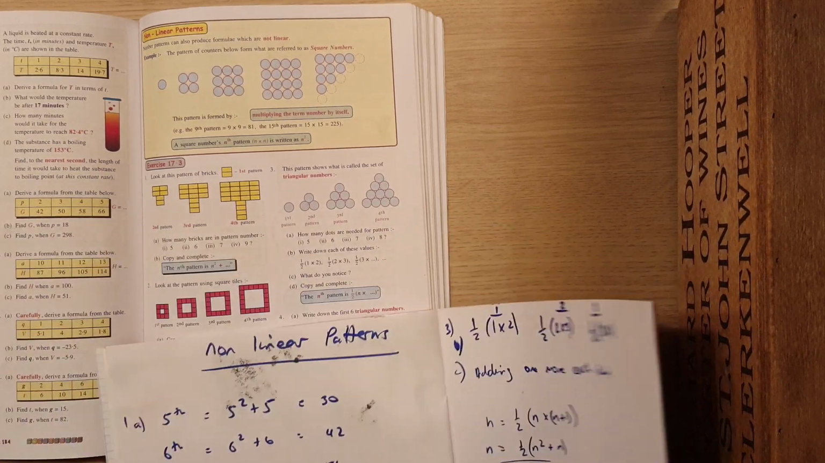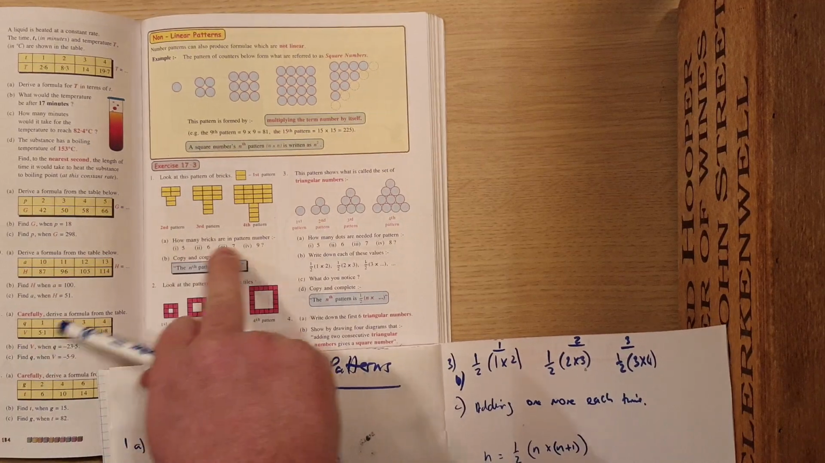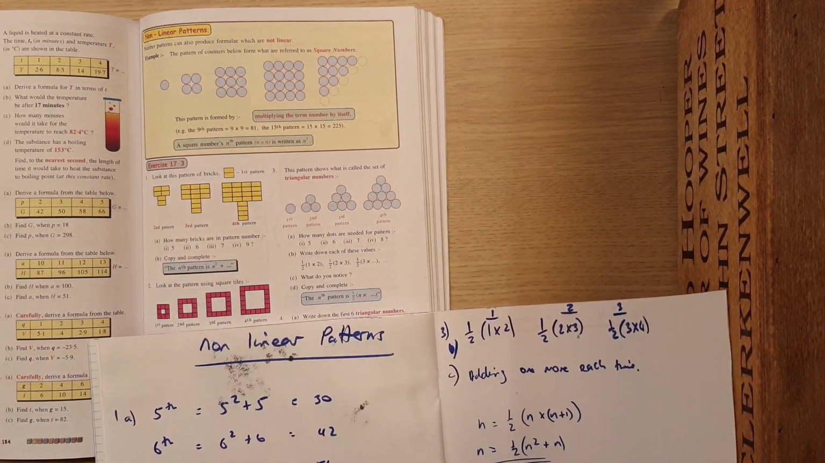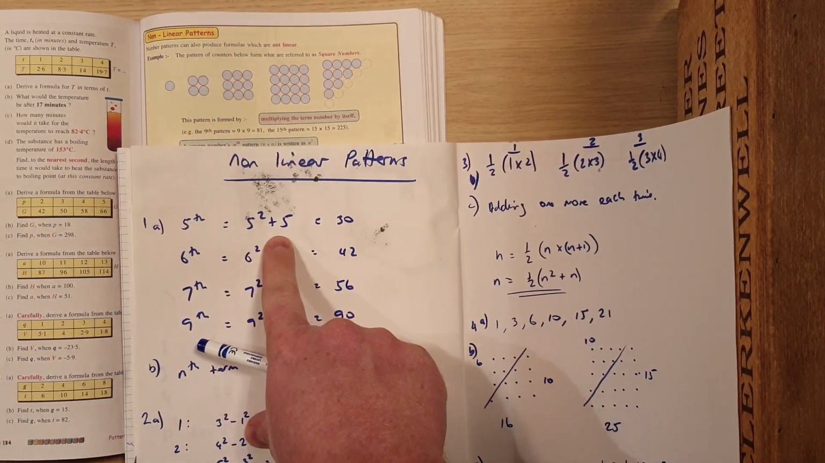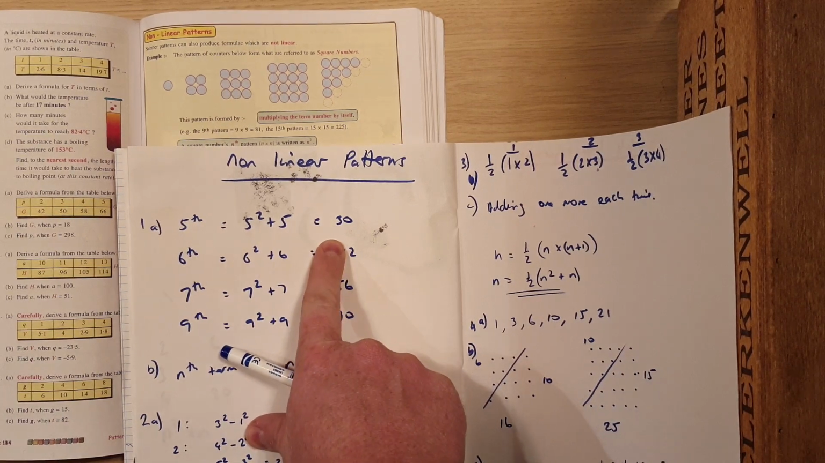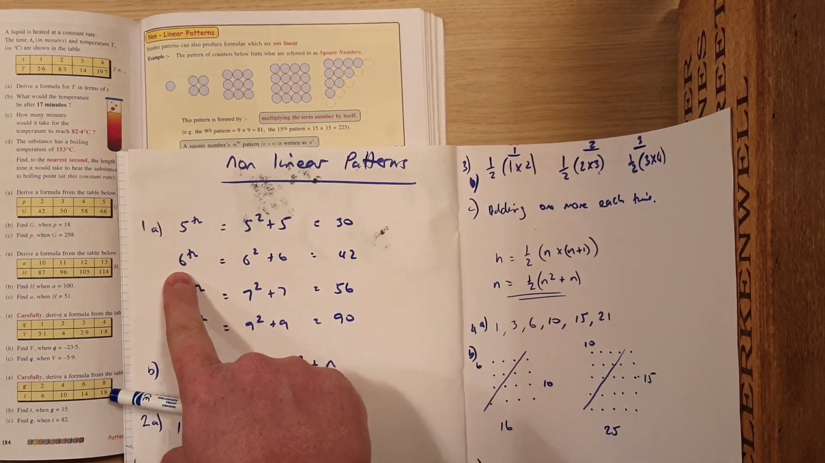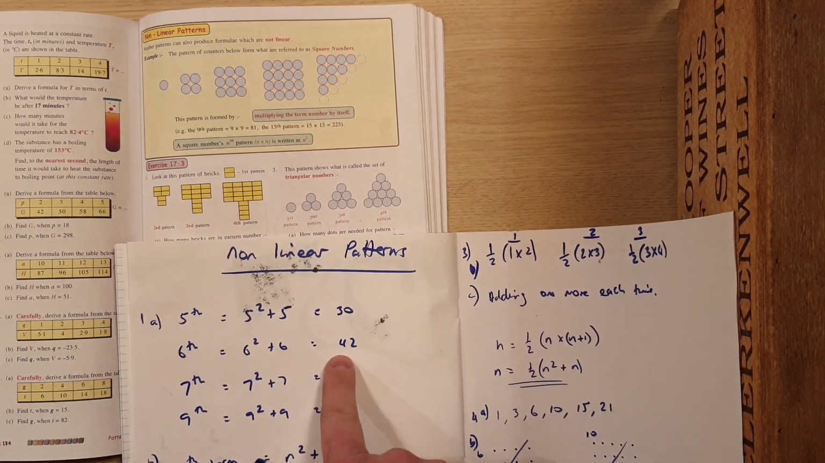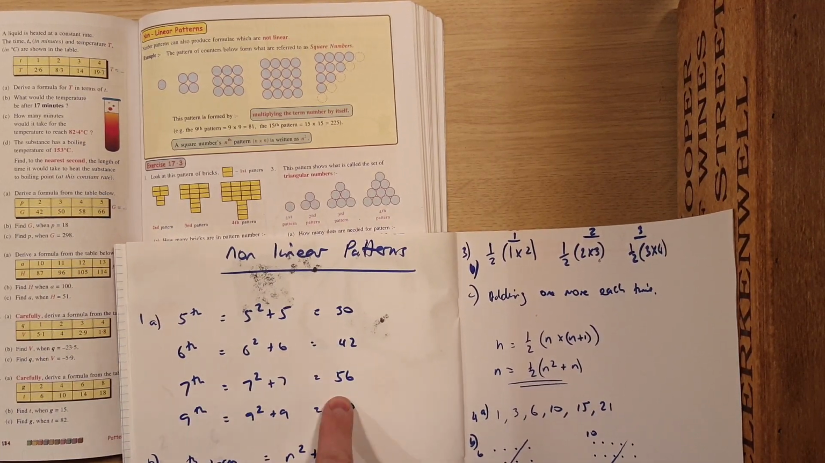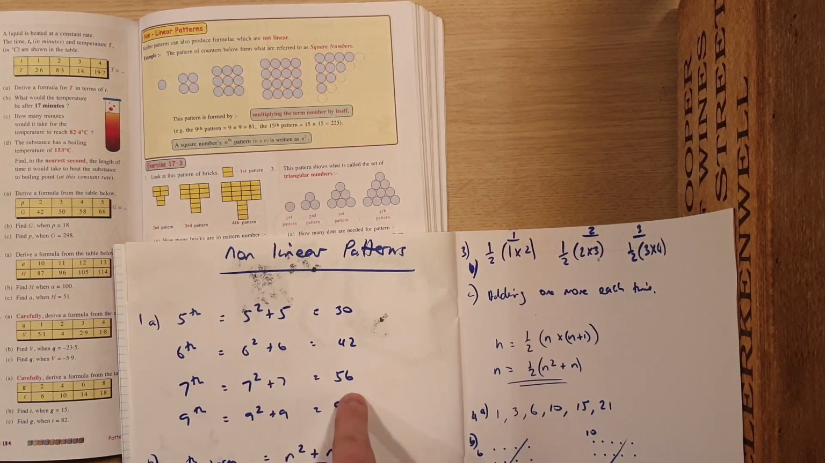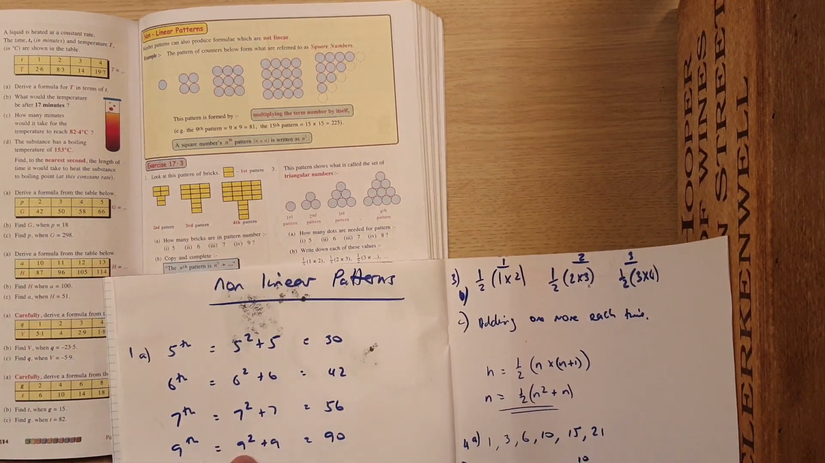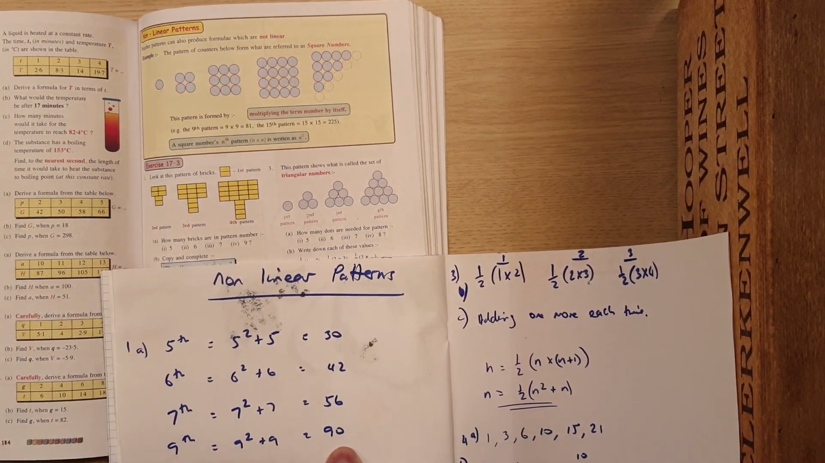Now, if you were to look at that, when he asks you how many bricks are there in the pattern for 5, well, it'd be 5 by 5 with 5 added on. And if you were to write this mathematically, it would be 5 squared plus 5, which is 30. Now, for the sixth pattern, it would be 6 by 6 with 6 added on, which gives you 42. The seventh pattern, again, 7 squared plus 7, which would give you 56. And the ninth pattern would be 9 squared plus 9, which gives you 90.